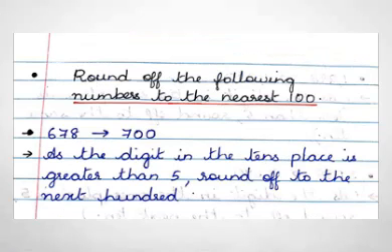First question is 678. As the digit in the tens place is greater than 5, round off to the next 100. In the case of 678, the digit in the tens place is 7, which is greater than 5. So, 678 is round off to 700.